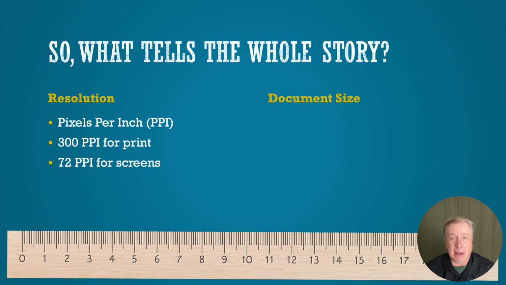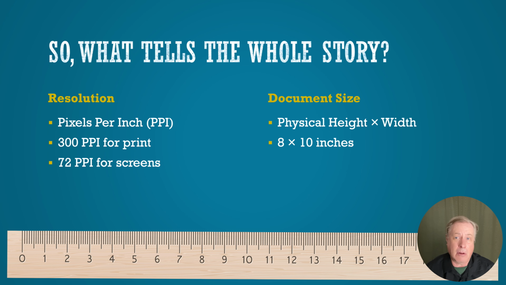Document size is another thing. This is the physical height and width of the image. Think of an 8 by 10 inch photo that you could put in a standard picture frame, or the common European A4 paper size, which is 21 by 30 centimeters. Document size and resolution work together to determine the total number of pixels in an image.